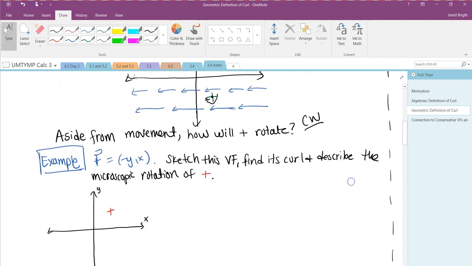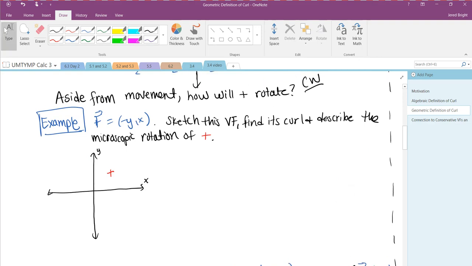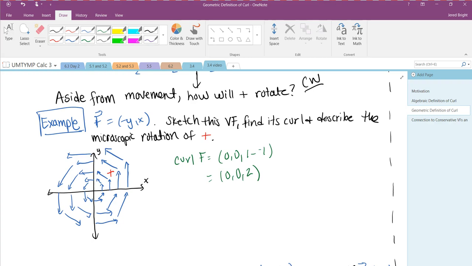Here I just want you to take a moment, pause the video. You know how to compute the curl algebraically, and you know how to sketch the vector field. I'm just going to have you do this, and then we'll check back in here in a moment. What we should have found for the curl is 0, 0, 2, just using the 2D curl formula. And in this vector field, we would imagine that the top is flowing faster than the quote-unquote bottom of it, so we're going to see some clockwise rotation.